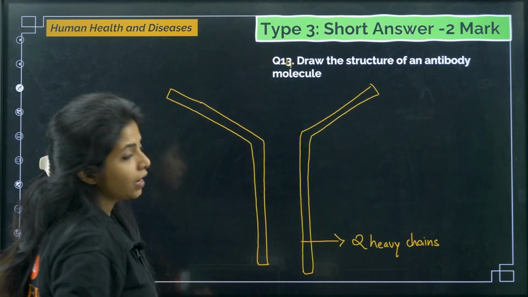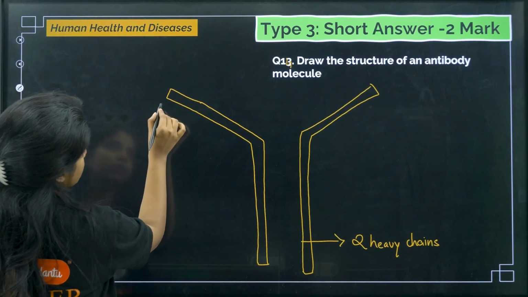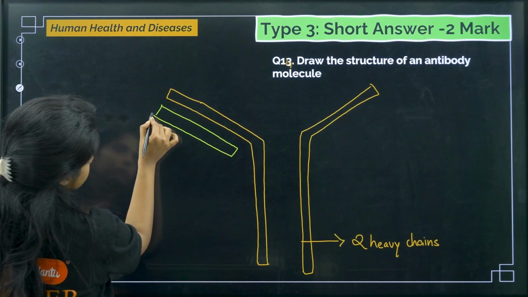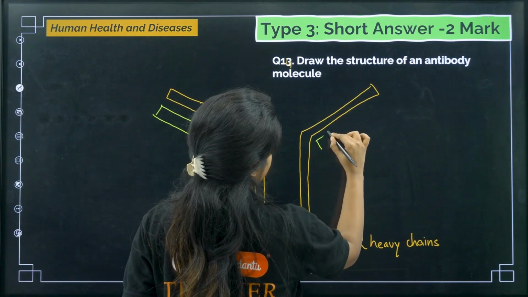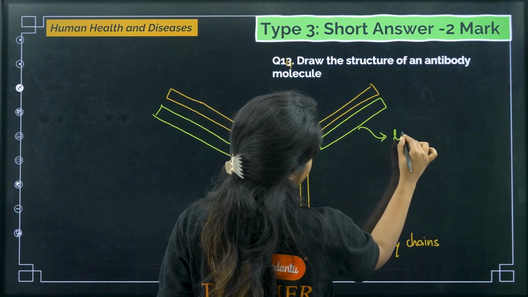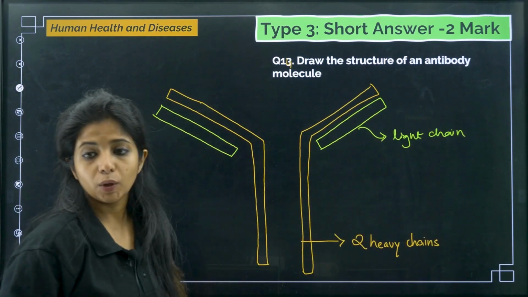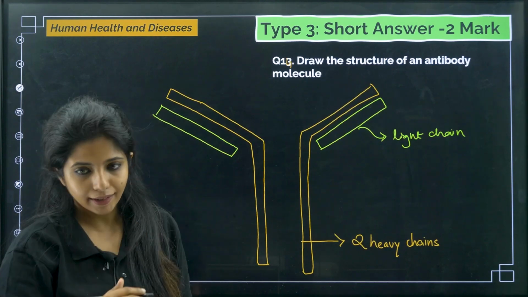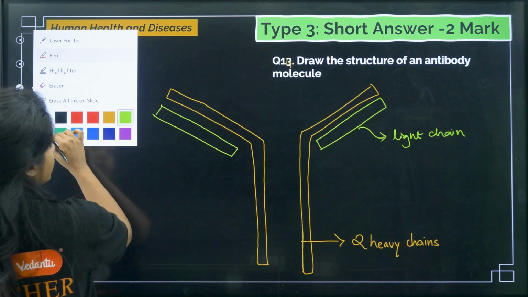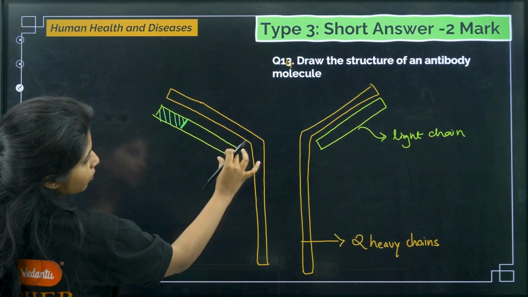Cool. And now you have light chains as well, so you need to make light chains. Light chains are smaller, so this will be a light chain. Over here you can see, and over here also you can find a light chain. Fine. Now the next thing is that both in the heavy chain and the light chain, the upper region that you see will be different.